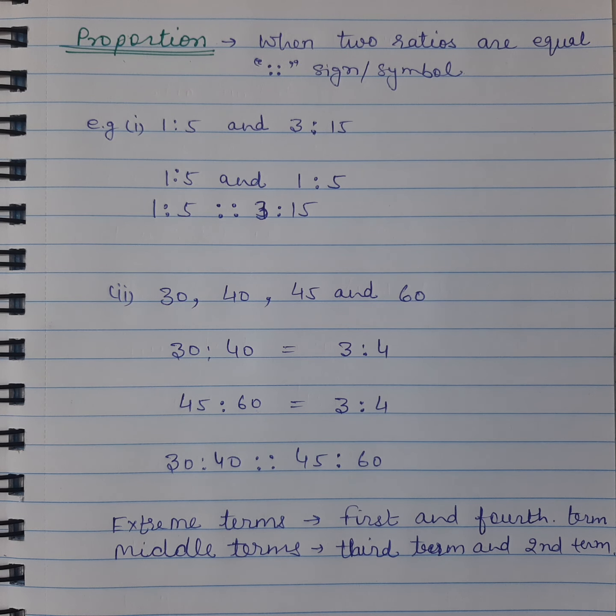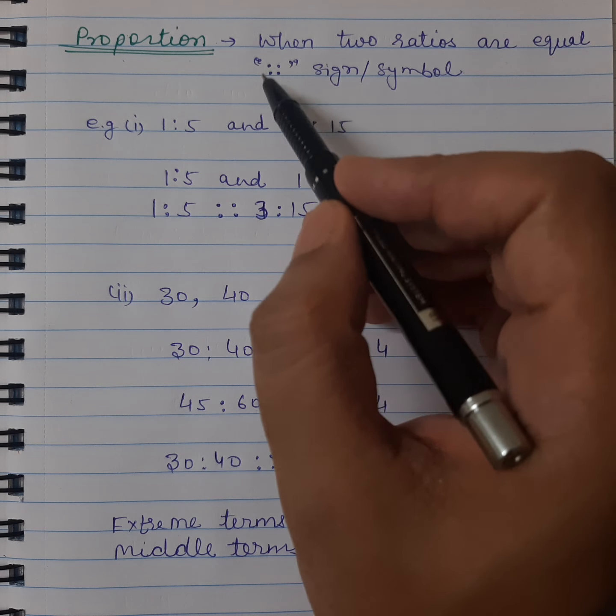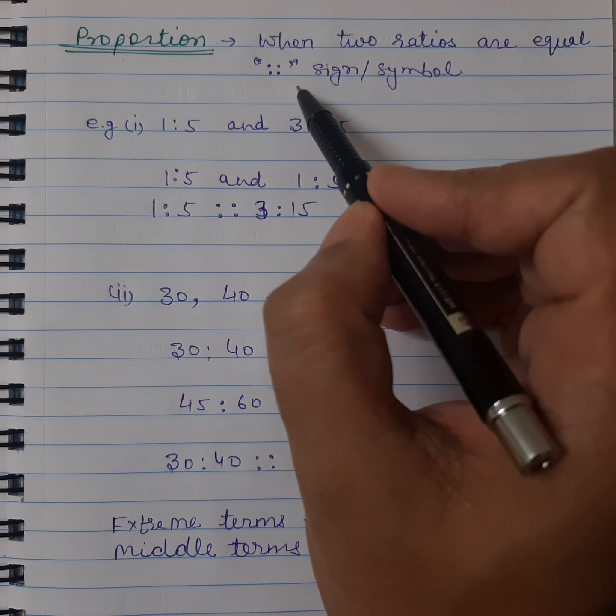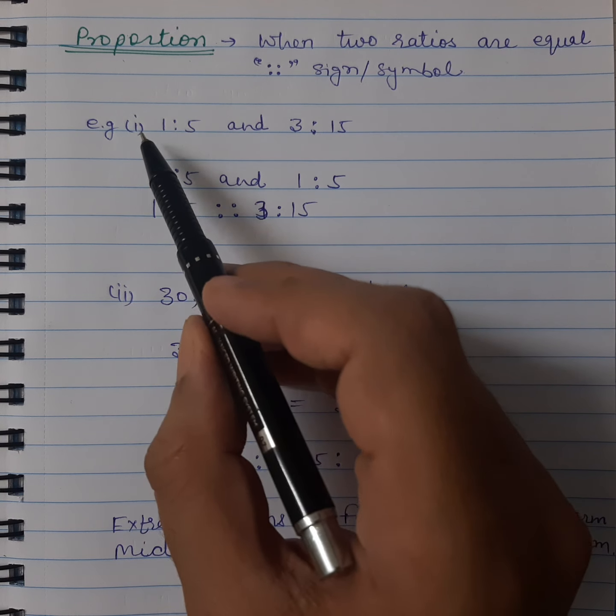Hi, let's learn proportions. When two ratios are equal, they are said to be in proportion. And we use this four-dot sign to represent the ratios which are in proportion. So let's understand with one example.